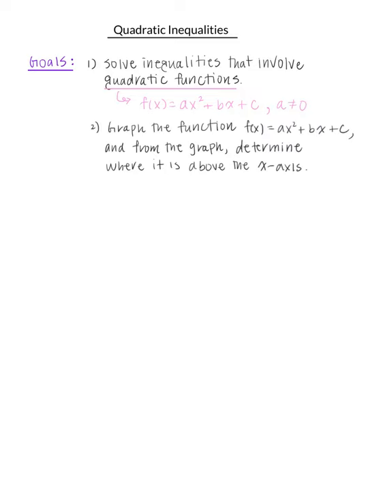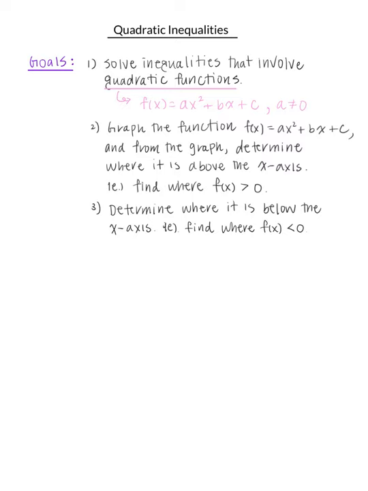Goal number 2, graph the function f of x equals ax squared plus bx plus c, and from the graph, determine where it is above the x-axis, which is the same thing as finding where f of x is greater than 0. And goal number 3, graph the function f of x equals ax squared plus bx plus c, and from the graph, determine where it is below the x-axis, which is the same thing as finding all the x values where f of x is less than 0.